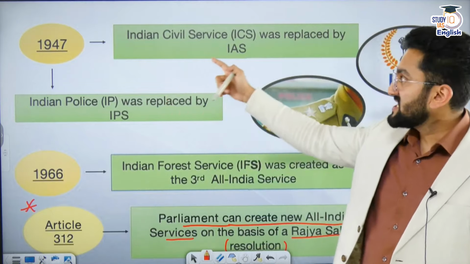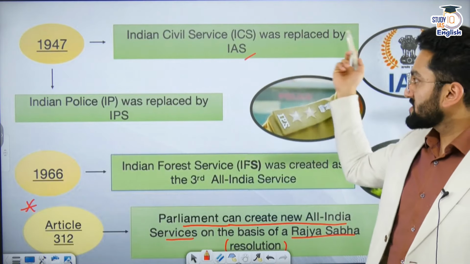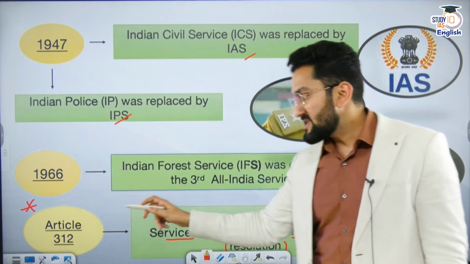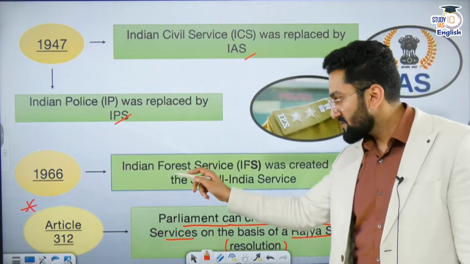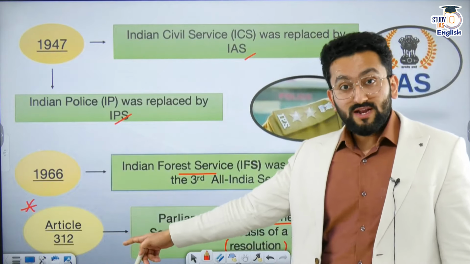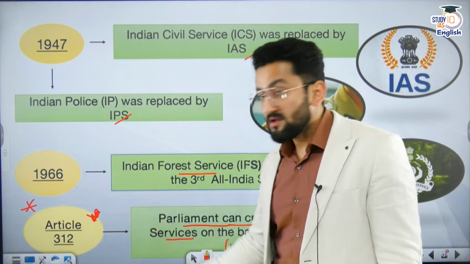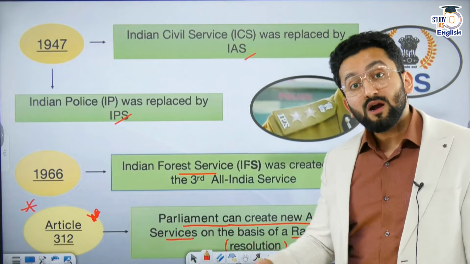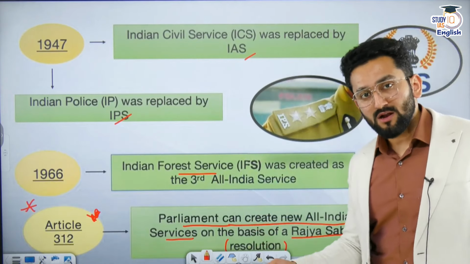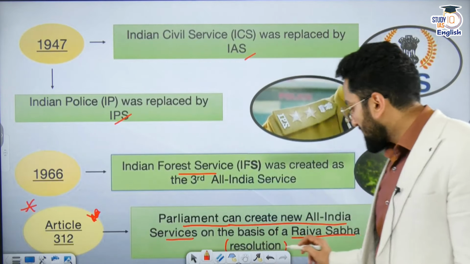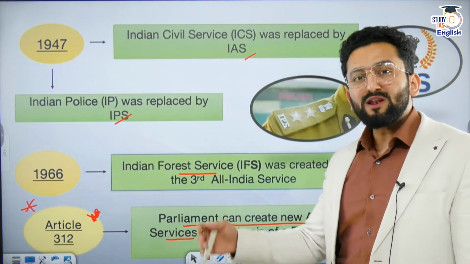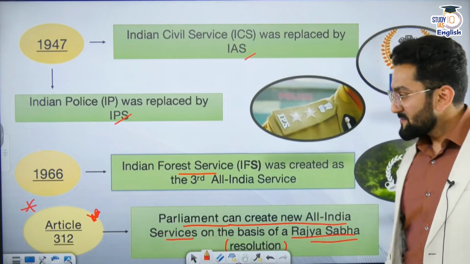Now this is just a basic fact. In 1947, the Indian Civil Service, ICS, was named IAS, and the earlier Indian Police was named IPS. In 1966, a dedicated service for forest, the forest service, was created. Article 312 is an important article. By use of this article, Parliament can create a new All India Service also. But how can it actually be created by Parliament? We need a resolution passed by Rajya Sabha for that, because we are using the word All India Service, and ultimately the people in All India Service have to go to state cadre, right?